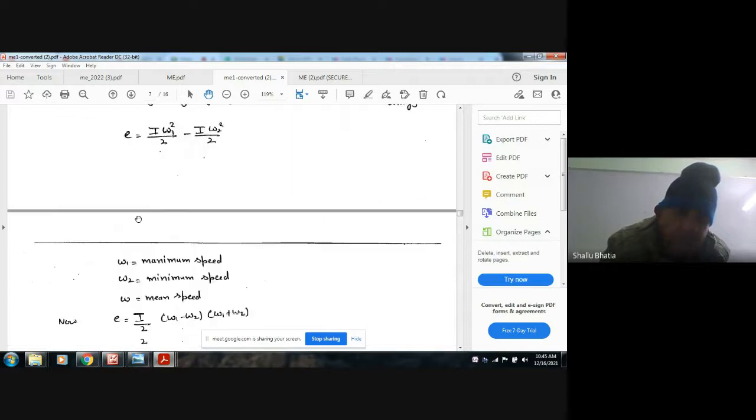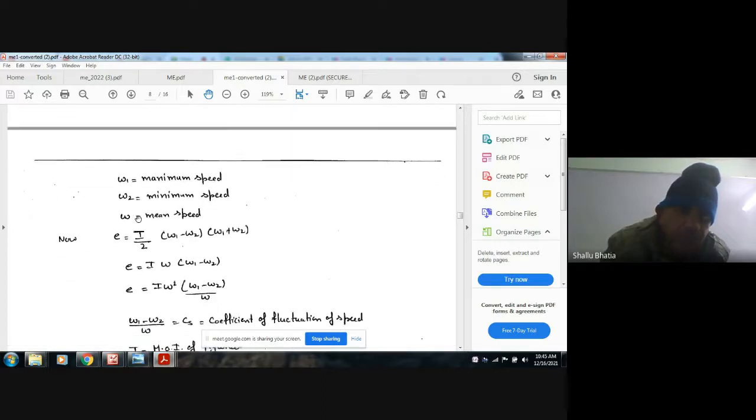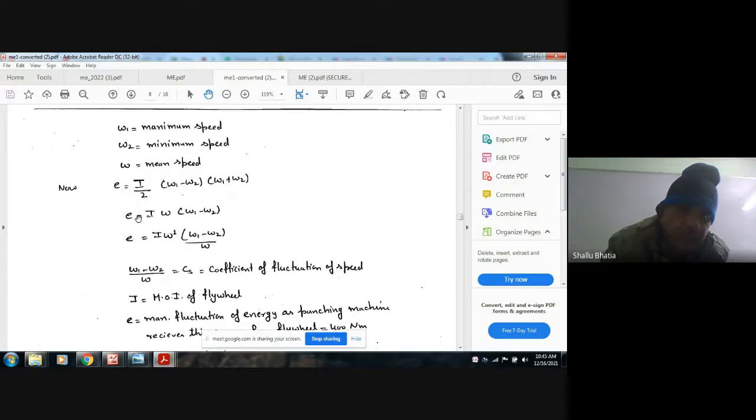Okay, so this is omega 1 is maximum speed, omega 2 is minimum speed, omega is mean speed. Here we can also write that I by 2 is omega 1 minus omega 2 plus omega 1 plus omega 2. So omega 1 plus omega 2 by 2 is your omega, and this is omega 1 minus omega 2. Multiply it by omega and divide by omega square. So it will become omega 1 minus omega 2 divided by omega. This is the coefficient of fluctuation of speed.